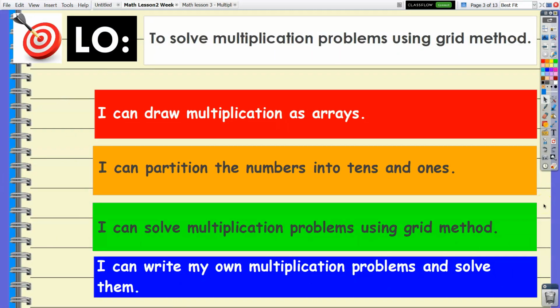Our learning objective: to solve multiplication problems using grid method. Success criteria: I can draw multiplication as arrays. I can partition the numbers into tens and ones. I can solve multiplication problems using grid method. And I can write my own multiplication problems and solve them correctly.